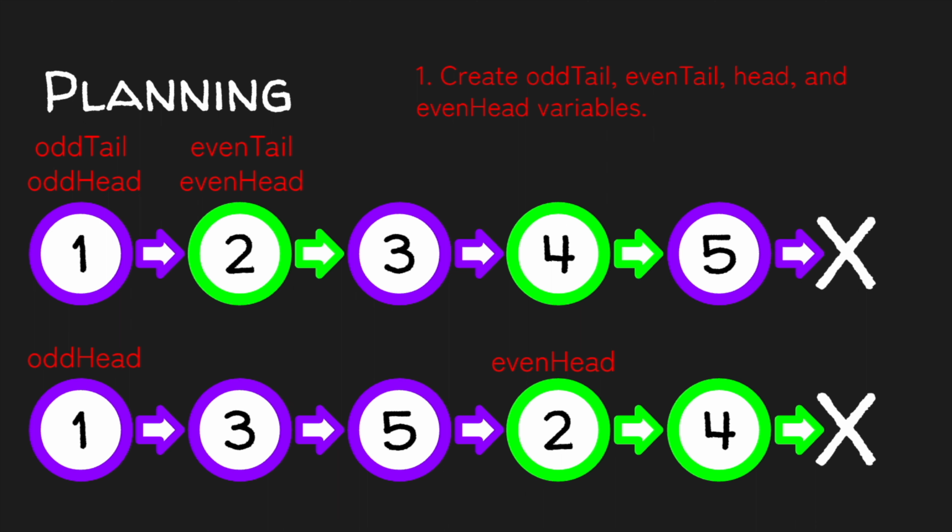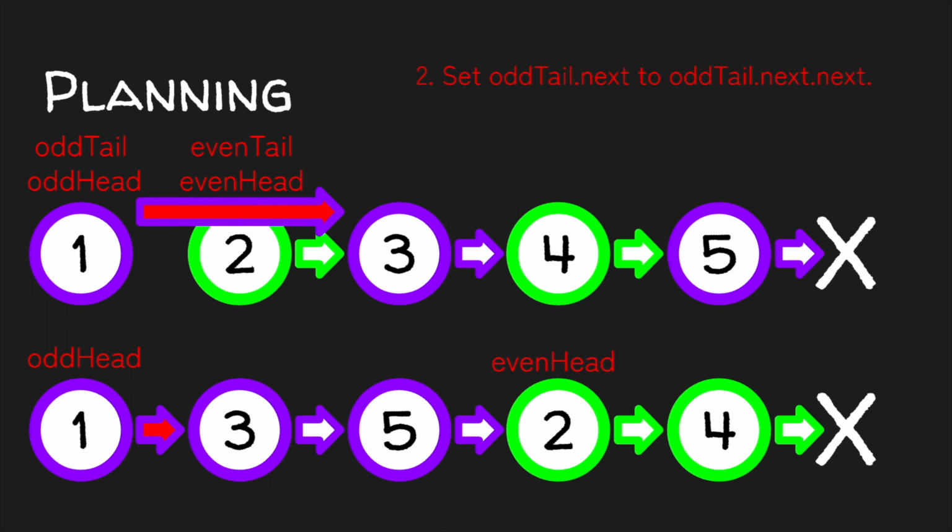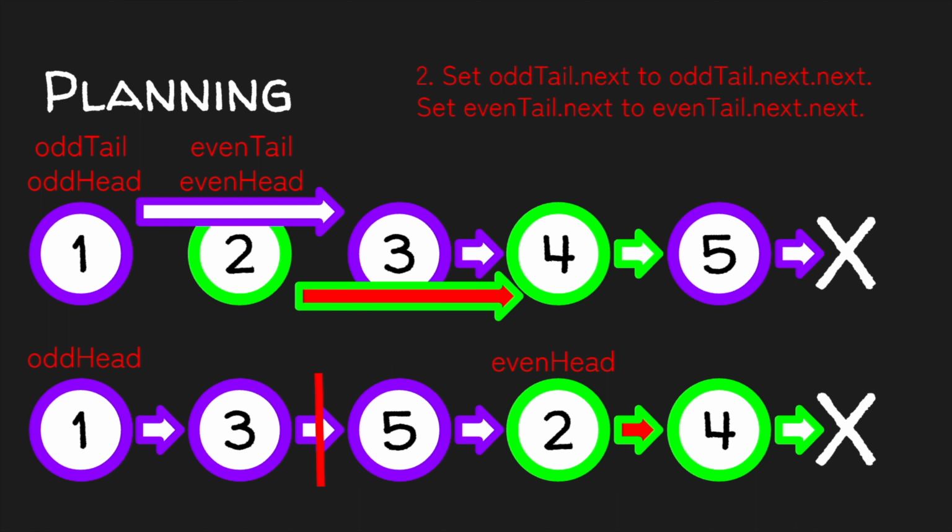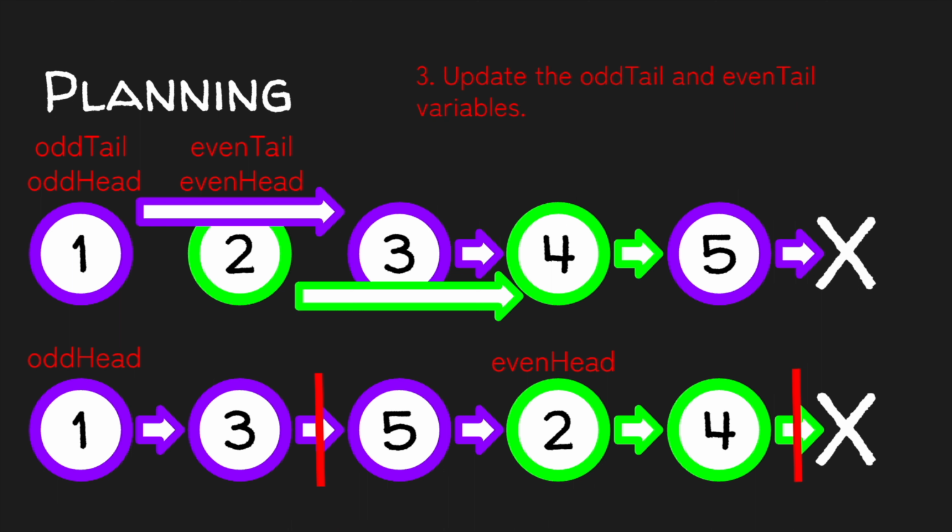Odd tail is initialized to odd head, the first node of our linked list, and even tail is initialized to even head, the second node of our linked list. The next step is to add the next node with an odd index to our odd list. In other words, we set oddtail.next to oddtail.next.next. Then we add the next node with an even index to our even list by setting eventail.next to eventail.next.next. Then we update our odd tail and even tail variables.